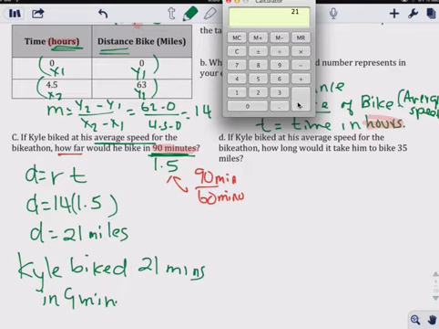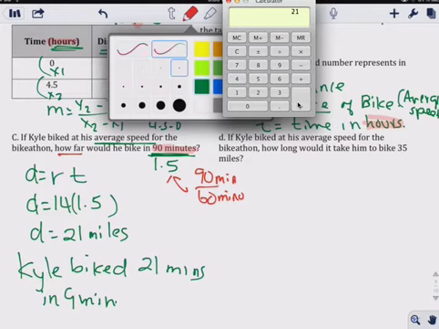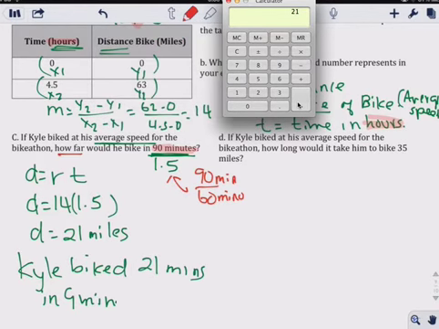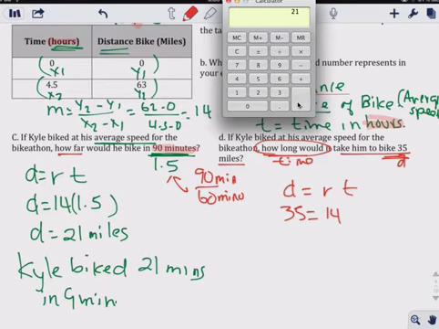If Kyle biked at his average rate for the bike-a-thon, how long would it take him to bike 35 miles? So they want to know time. How much time does he take to bike 35 miles? 35 miles is the distance. So we know our formula is D equals RT. We know the distance is 35. We know the rate is 14. And we don't know time. That's why they're asking how long it would take.